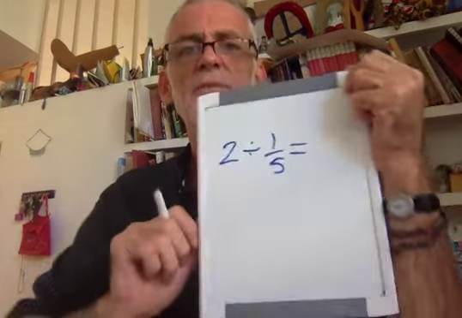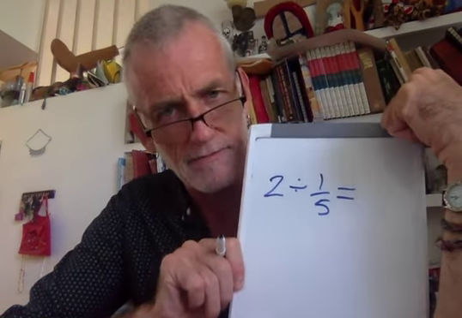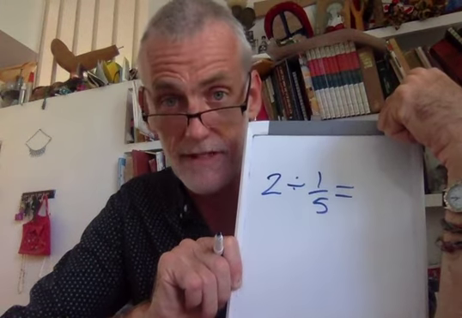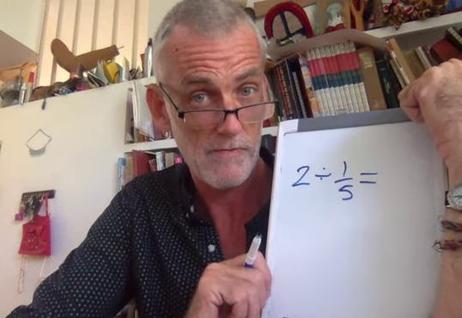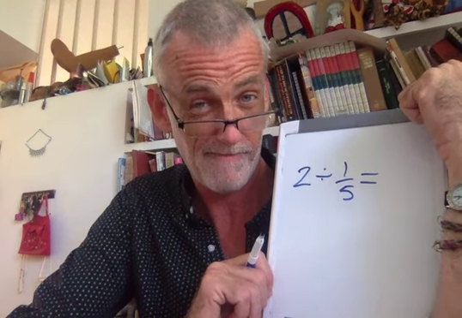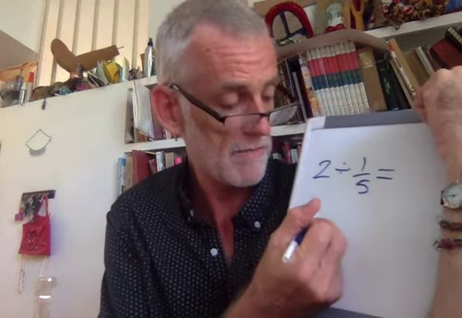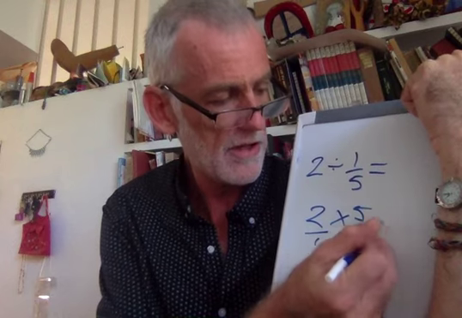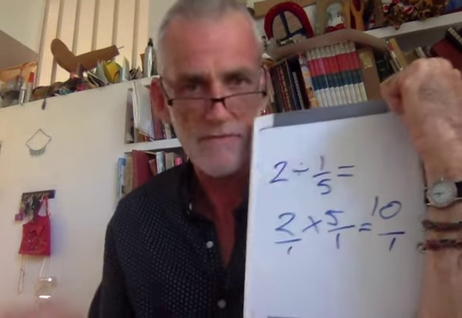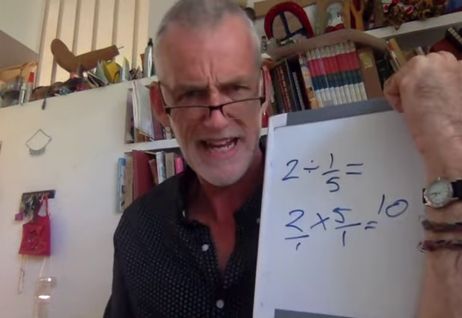Let's try the next one. Number 4 is 2 divided by 1/5. How many fifths can you put into a 1? 5. 5 fifths equals 1. So therefore, how many fifths can we put into 2? 10. Let's do the math. 2 times 5 over 1 equals 10 over 1 equals 10. Right?